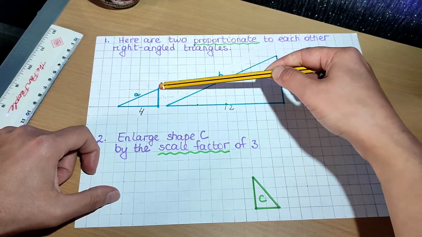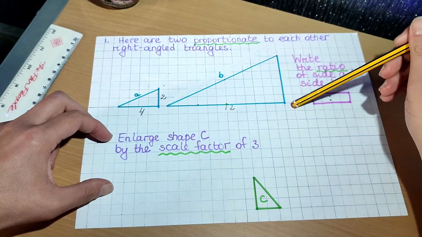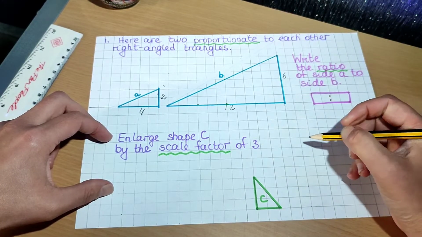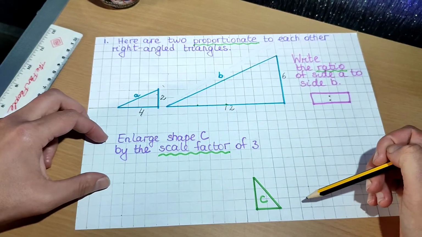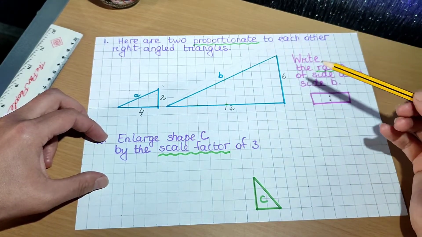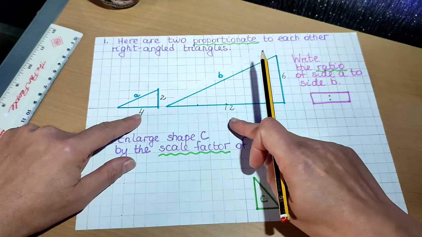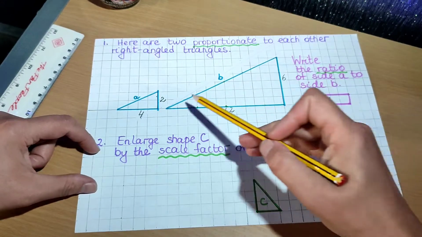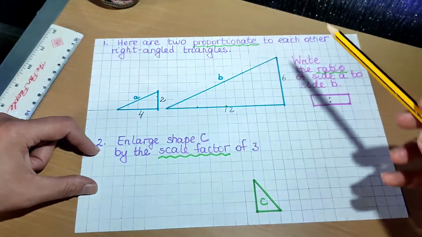Now, how long is this side? Okay, I can see two squares, 2 centimeters long. And how long is this side? 2, 4, 6. 6 centimeters long. So how many times larger is 6 than 2? Well, I know that 6 divided by 2 is 3. So that means that this side is 3 times larger than this side. Do you remember about this and this side? They were also 3 times larger. So we can presume that side B will be 3 times larger than side A.